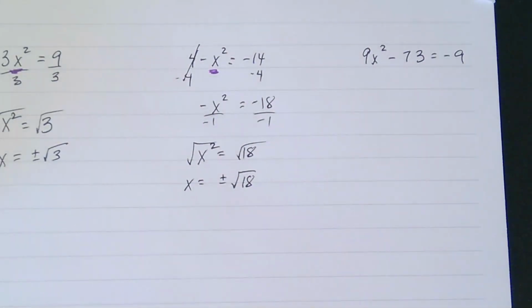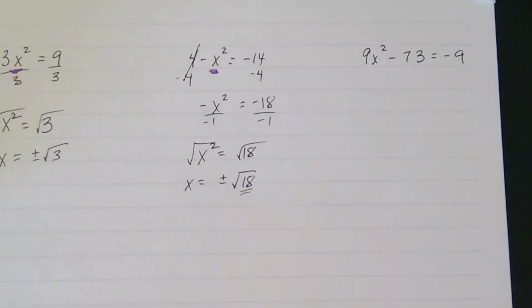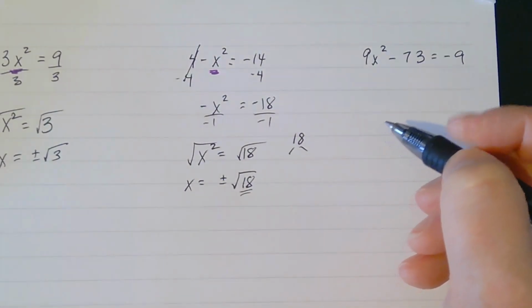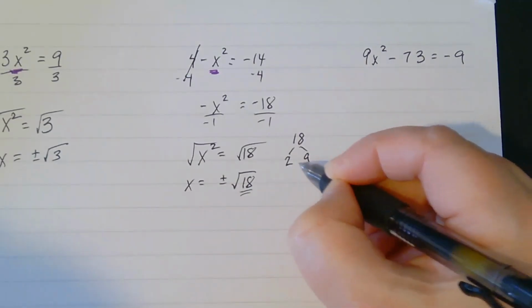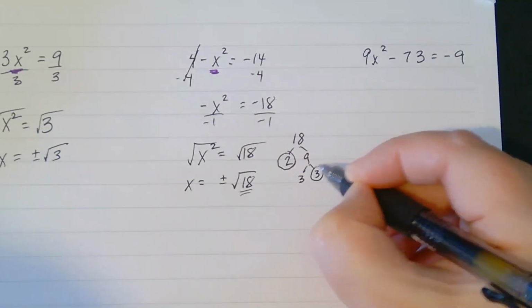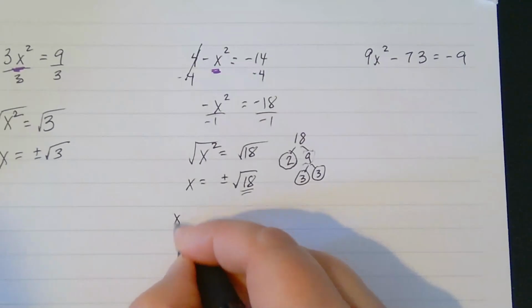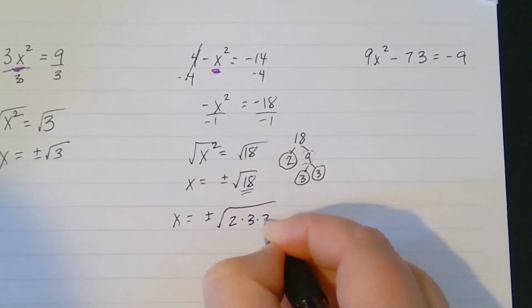But this is where we have to be careful. We want to make sure that we've simplified each radical. And if you notice, this number 18 has more factors other than just 1 and 18. So I'm going to try to figure out the factors and see if anything will come outside of the radical. 18 is the same thing as 2 times 9. I'm going to keep the number 2. And 9 is 3 times 3, or if I wanted to, I could have kept that as a square. So I have x equals plus or minus the square root of 2 times 3 times 3.